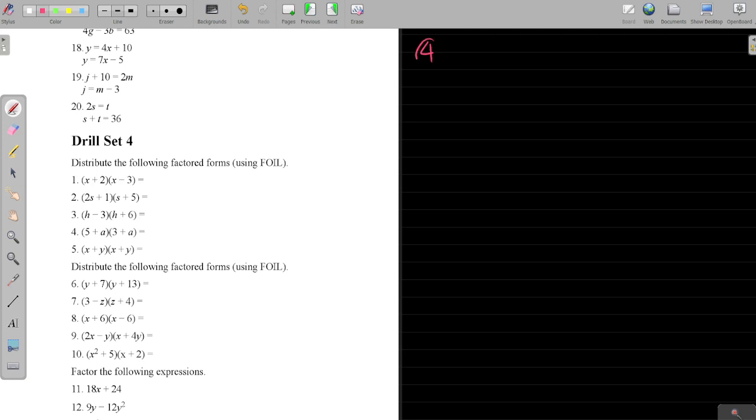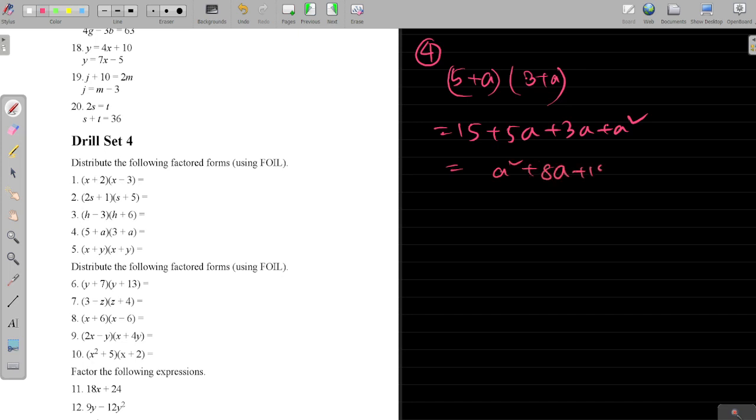Okay, now I am going to solve the question number 4. So 5a we multiplied by 3 plus a. Then this will be 15 plus 5a plus 3a plus a square. Our answer will be a square plus 8a plus 15.